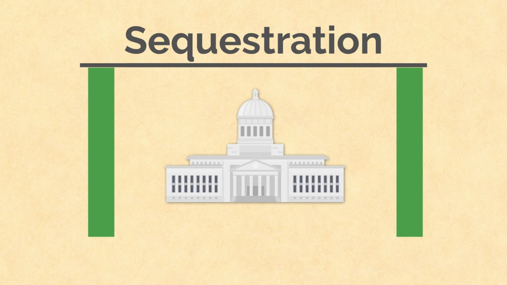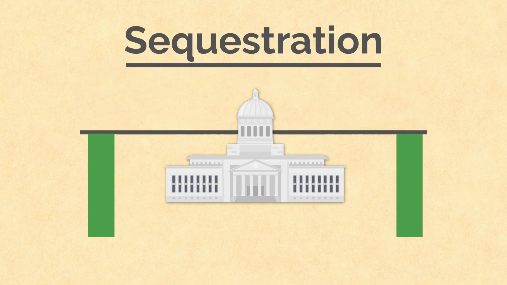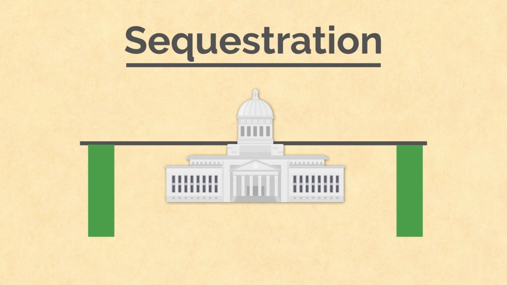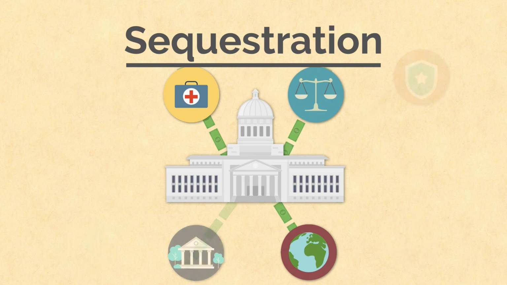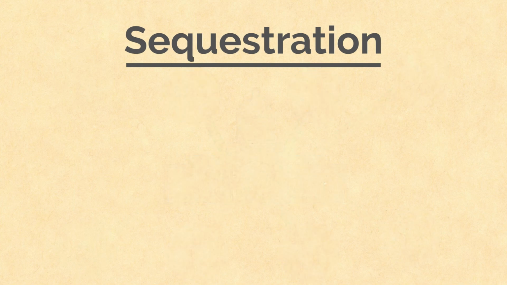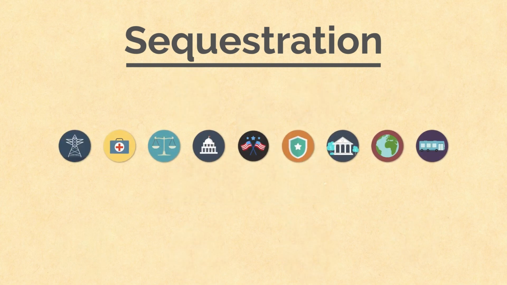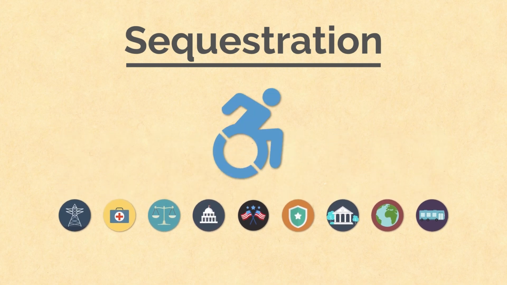The limits or caps are usually lower than what the government is already spending. That means that sequestration usually cuts spending. If spending is cut, the government can do fewer things and offer fewer programs and services. This means that sequestration is bad for the people who need government programs and services, like people with disabilities.